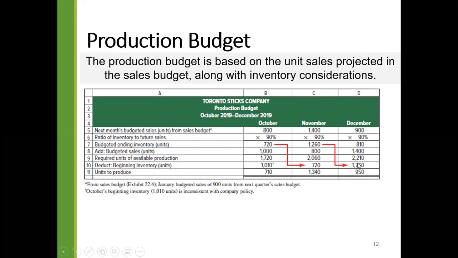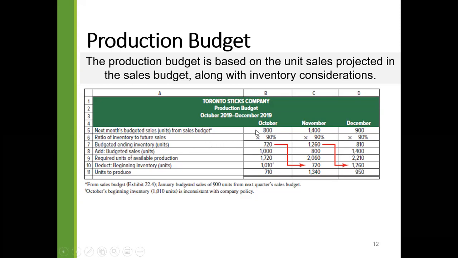Again, especially when you're doing multiple months together like this, you have to consider not only what are our budgeted sales for that month, but what do we want to end with? Because we don't want to always sell out. We want to have some safety stock, right? So we have to think about not only what we want to sell that period, that month, what we want to have left over, and then what we began with, right?